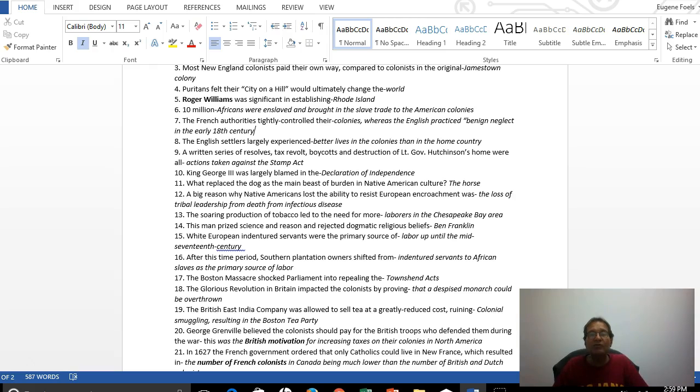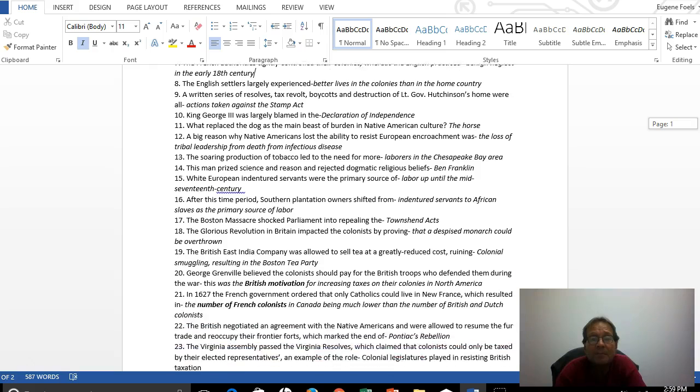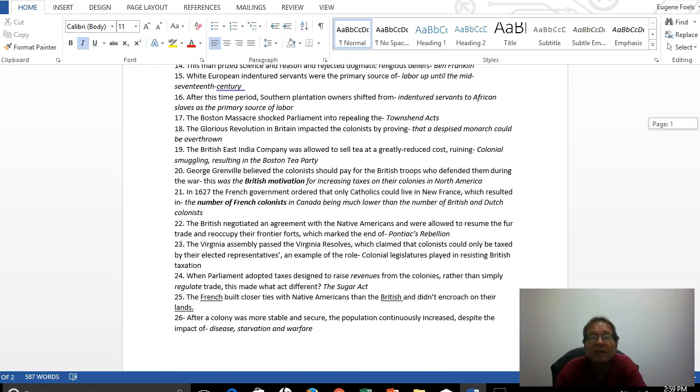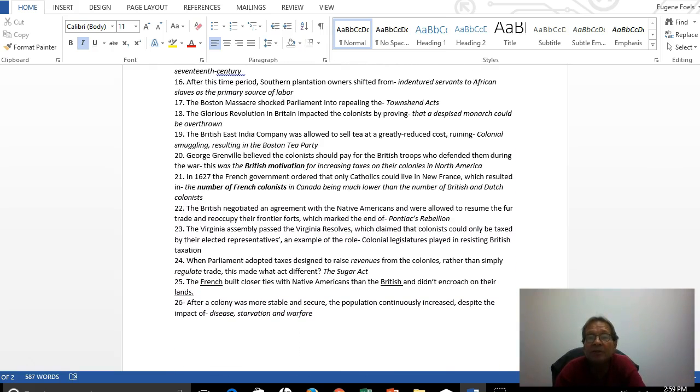18, the Glorious Revolution in Britain impacted the colonists by proving that a despised monarch could be overthrown. There was a precedent. And in the English tradition, this is very important, precedent. 19, the British East India Company was allowed to sell tea at a greatly reduced cost, ruining colonial smuggling, and that resulted in the Boston Tea Party.